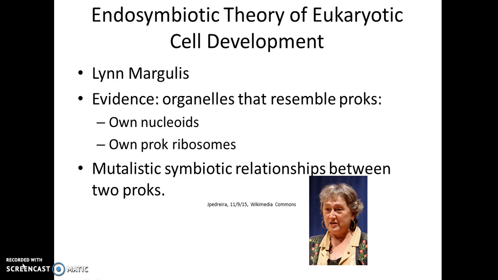She says that there is evidence that organelles resemble prokaryotes. For example, some organelles have their own nucleoids, which code for the proteins in their electron transport chain, and those organelles have their own prokaryotic ribosomes. So she came up with the thought that there were mutualistic symbiotic relationships between two prokaryotes that led to the development of eukaryotes.